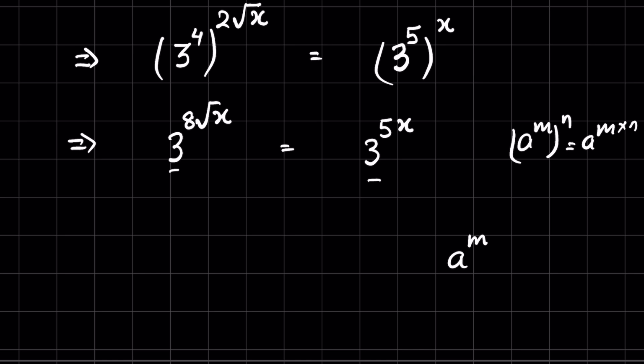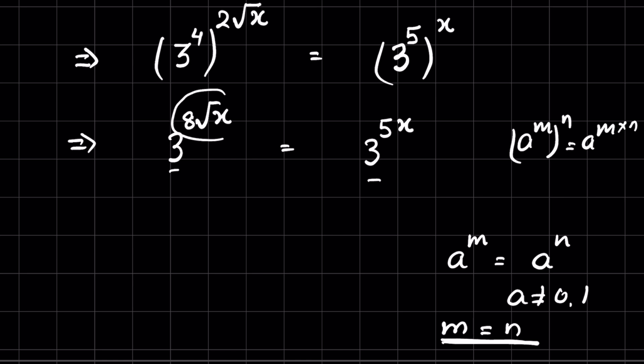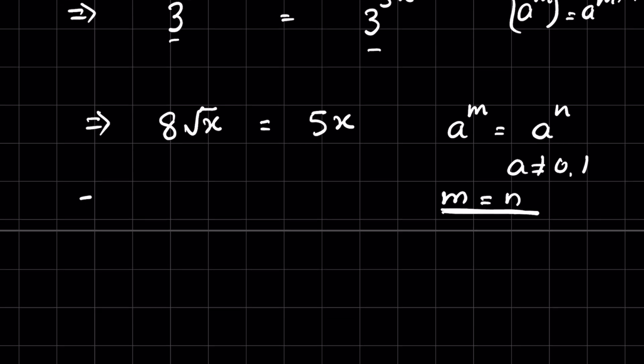Now both the bases are the same, and there is a rule: if a raised to the power m is equal to a raised to the power n and a is not equal to 0 or 1, then m is equal to n. The exponents are equal. That means this is equal to this. Therefore, we can write 8 times square root of x is equal to 5x.